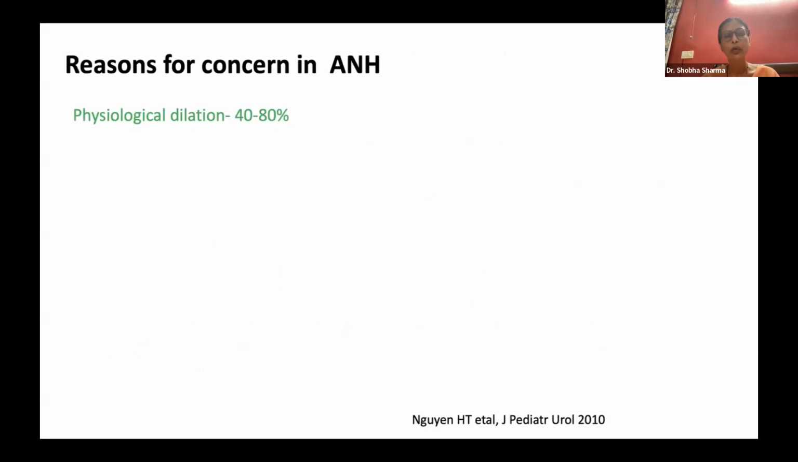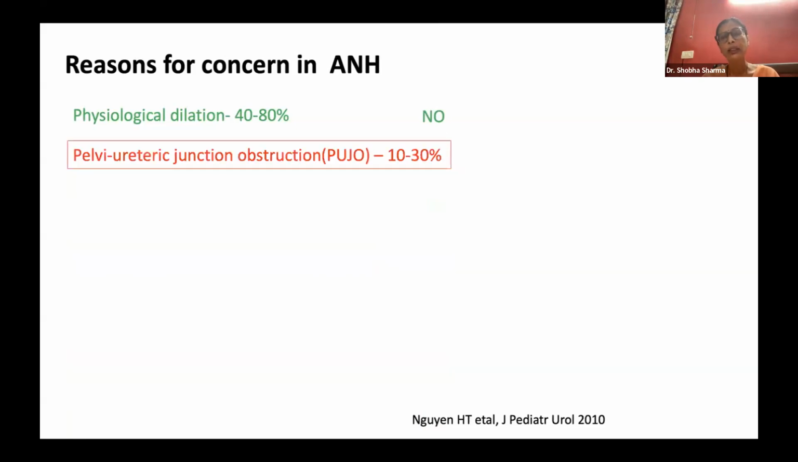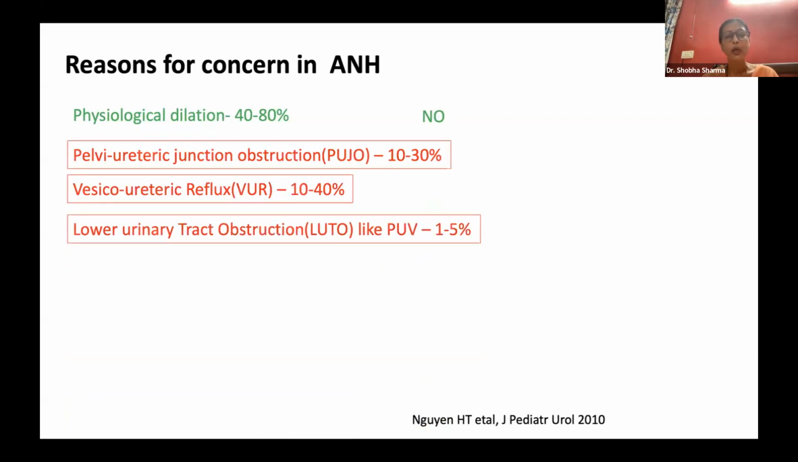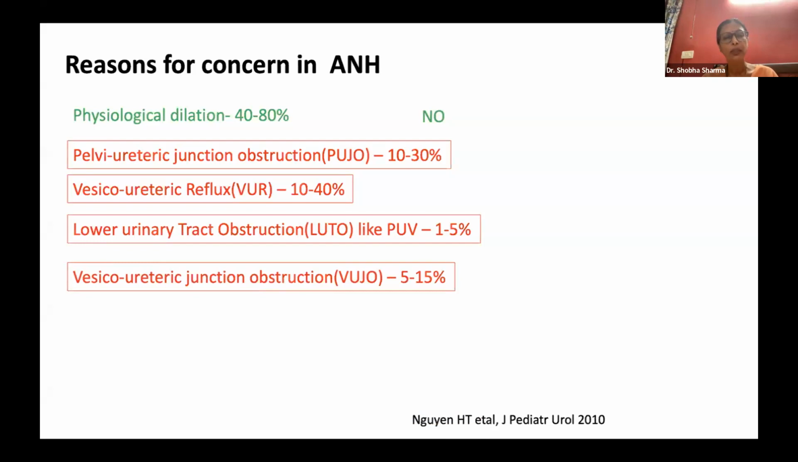So are we concerned about those physiological dilatations? No, but we are concerned about the other significant pathologies which can be associated with antenatal hydronephrosis. And in 10 to 30% of the cases, it is pelvic-ureteric junction obstruction. An equal number of children may have associated vesico-ureteric reflux. Then we are also concerned mostly and very rightly so about the lower urinary tract obstruction, whose most common cause in males especially is the posterior urethral valve, which is seen in about 1 to 5% of cases of antenatal hydronephrosis. Then vesico-ureteric junction obstruction is another type of obstruction which can be there and may present as antenatal hydronephrosis.